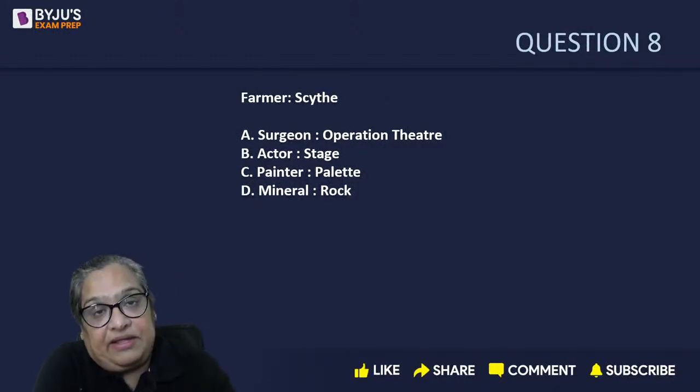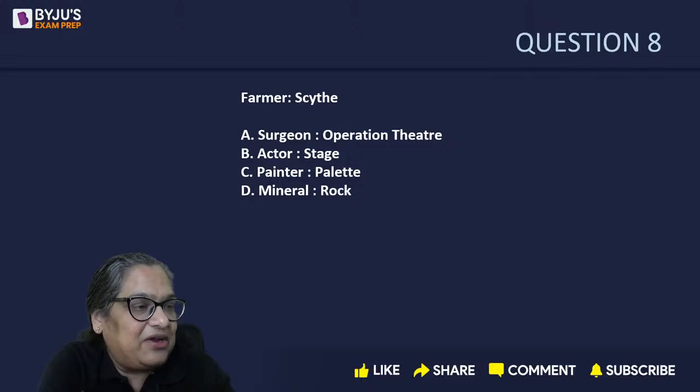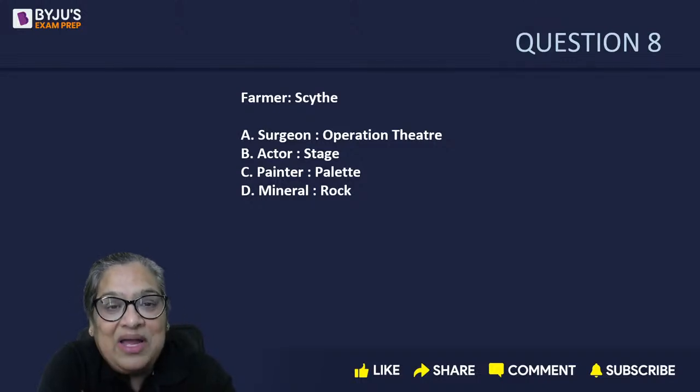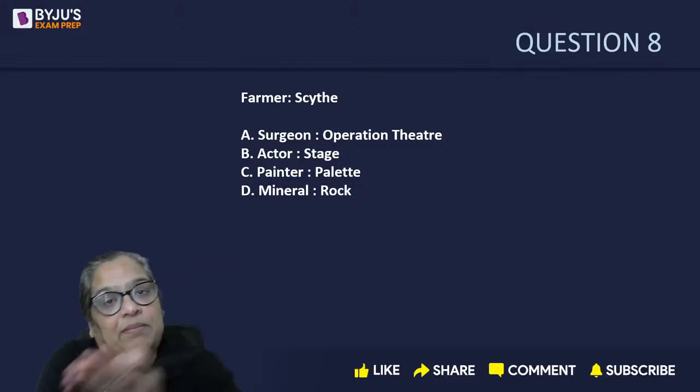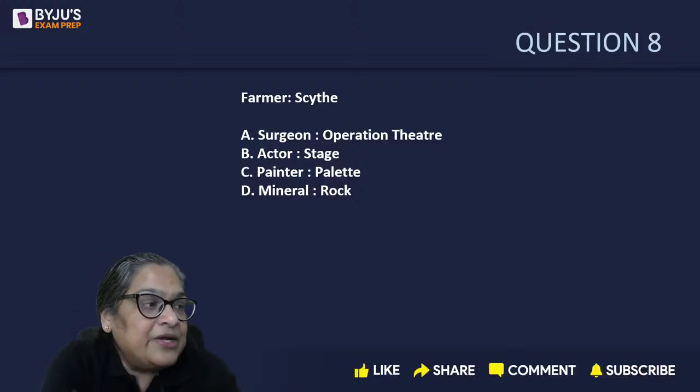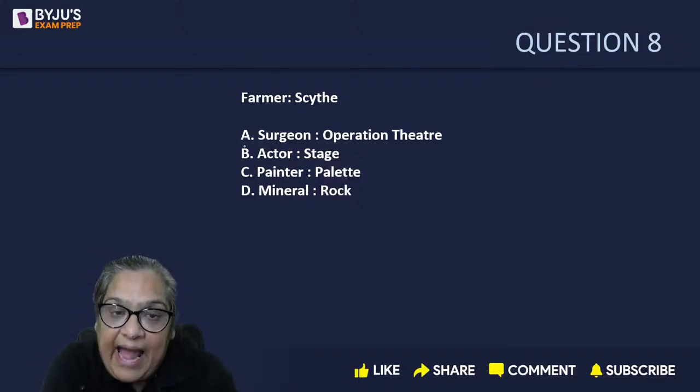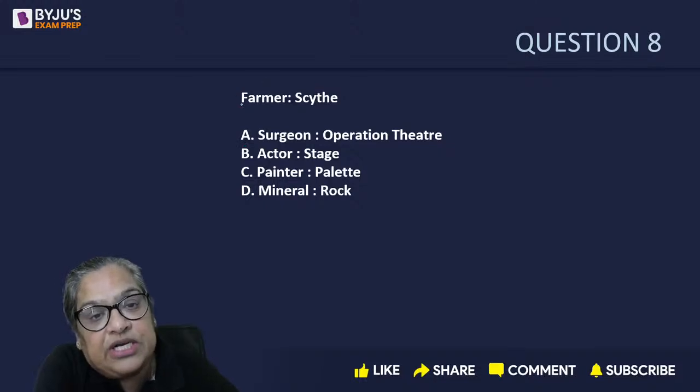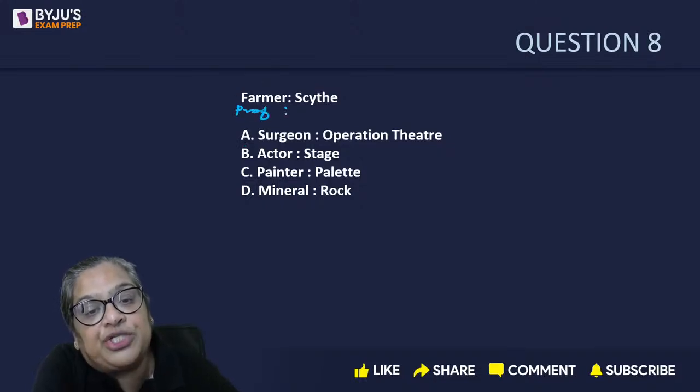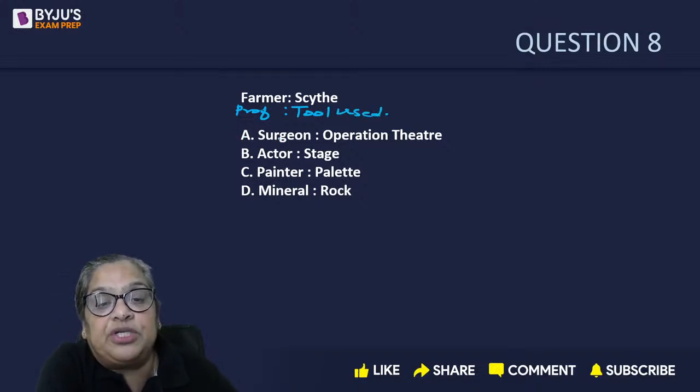Farmer is to scythe. You can guess the meaning of scythe even if you don't know. It's an instrument used by a farmer to cut crops. Alright. So farmer is to scythe as this is, what is the relationship? A profession to the tool used. Right. So surgeon is to operation theatre.